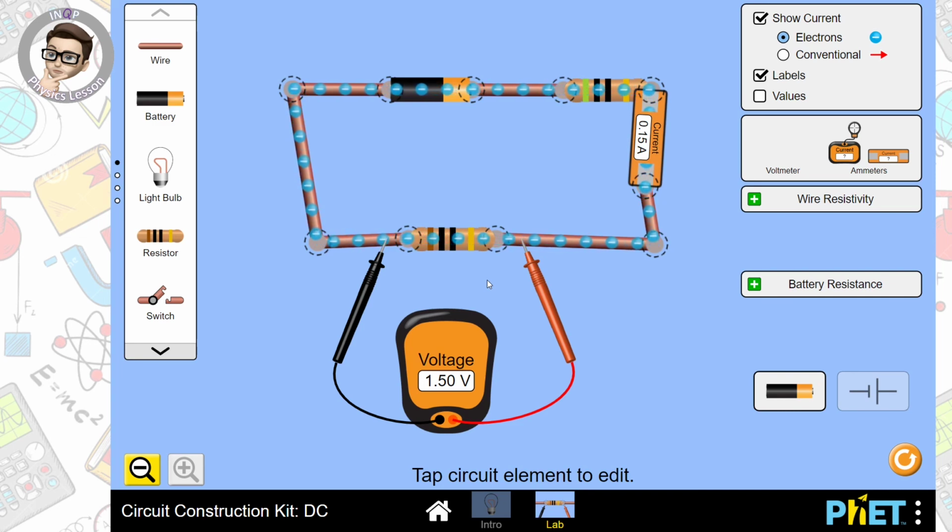Give it a good go, ladies and gentlemen. Have a real go at the virtual labs. It's really worthwhile doing. Obviously, we would do this with real labs in the classroom, but this is just as good because electricity is really good to do on a computer.